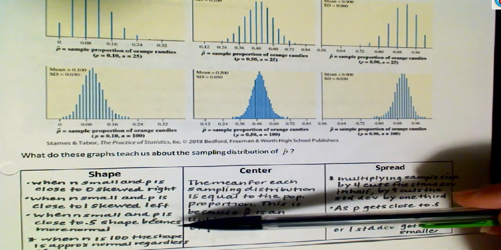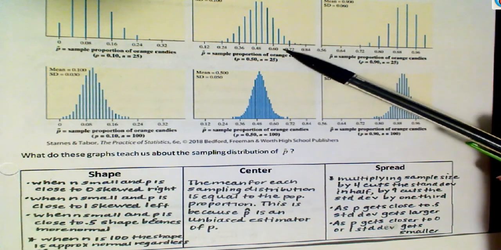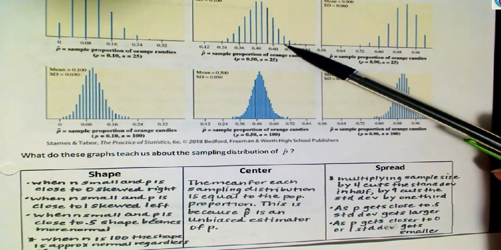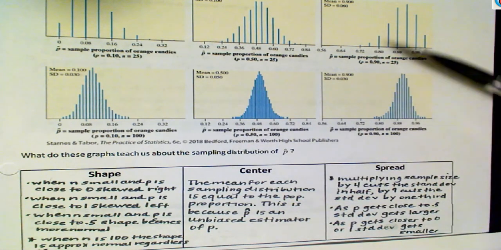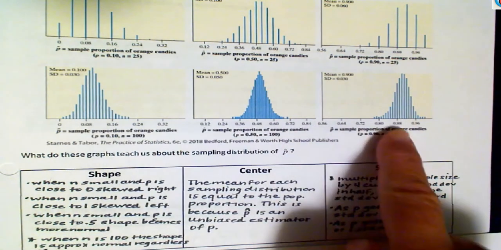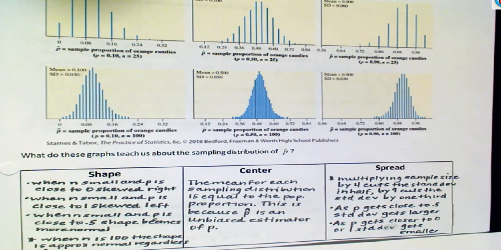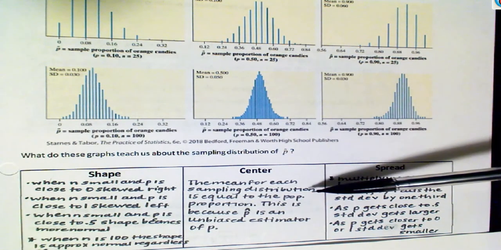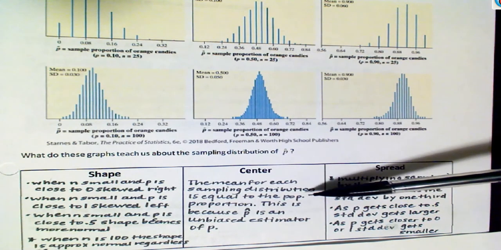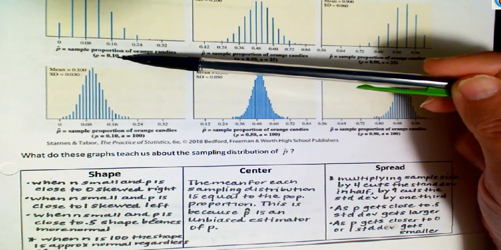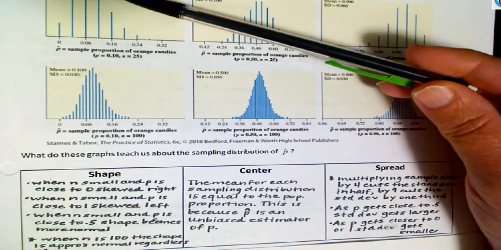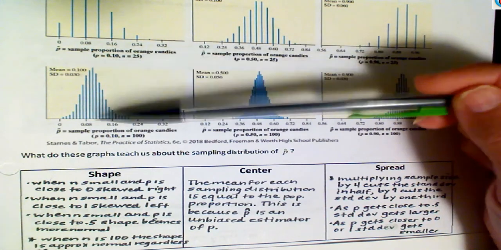And when n is small and p is close to 0.5, the shape becomes more normal. And that's what you see here. But you also notice that when n is 100, the shape is approximately normal regardless of what p is. So for each of these, you see a normal shape. Okay, let's talk about the center. The mean for each sampling distribution is equal to the population proportion. So like here, this is a sample, and the actual p was 0.1, and that is what you see as the center for both of those.